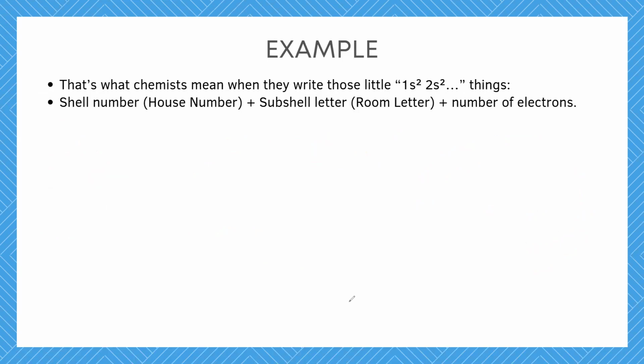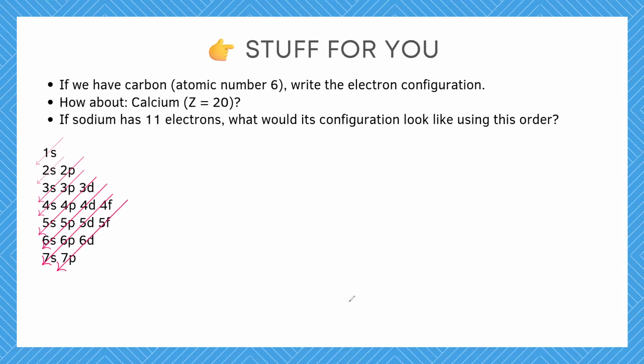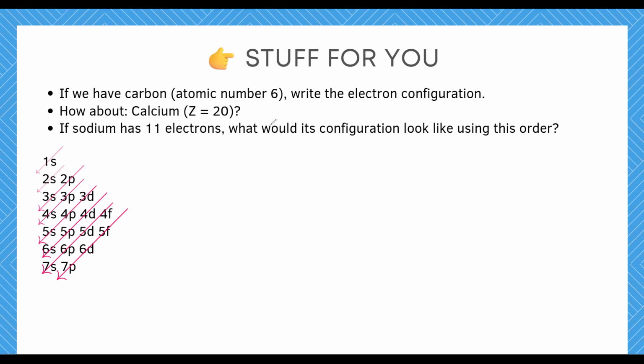Okay. So now, that is what chemists mean when they write all those little 1s2, 2s2 things. They are simply showing us the address of the electrons in an atom. Let's do another example. Let's write the atomic configuration of carbon. So what did I say is step number 1? Know the atomic number or the number of electrons.